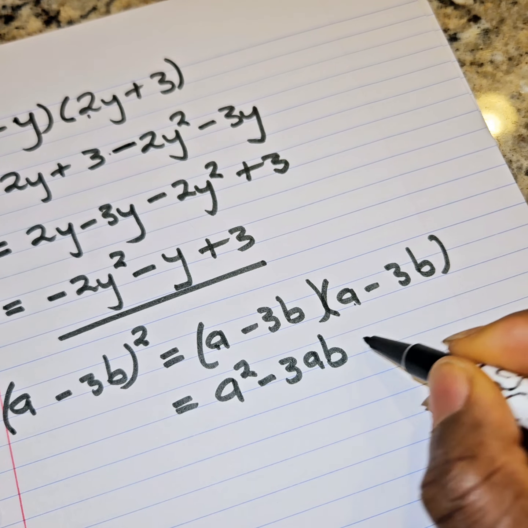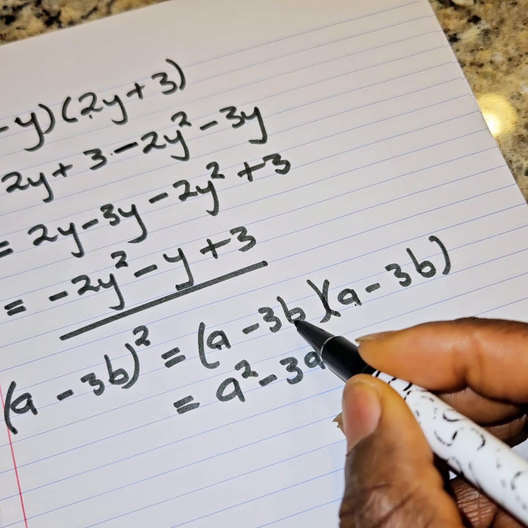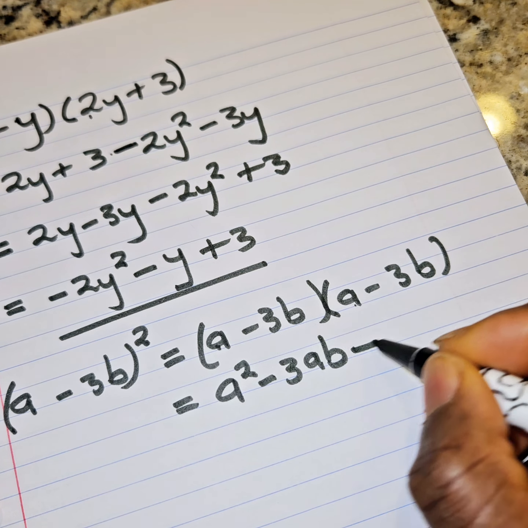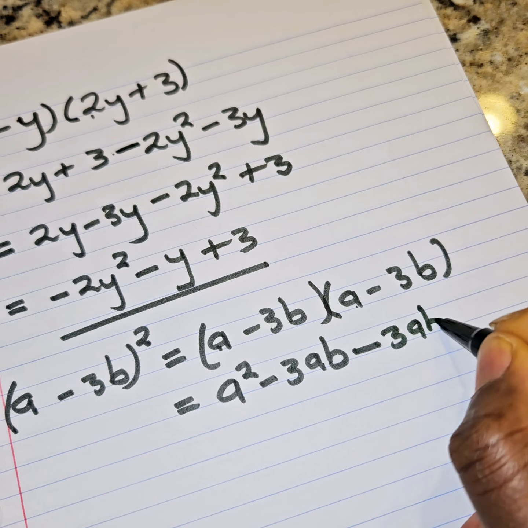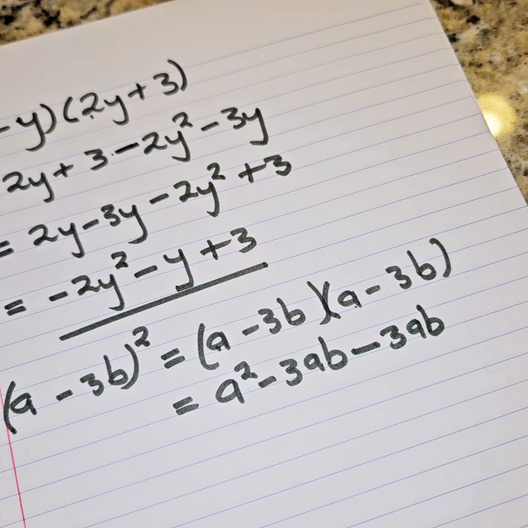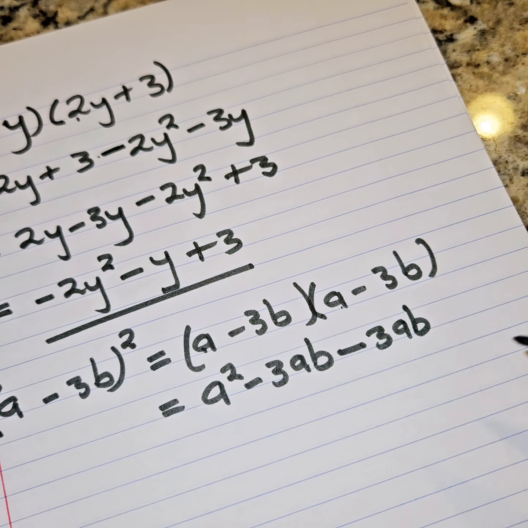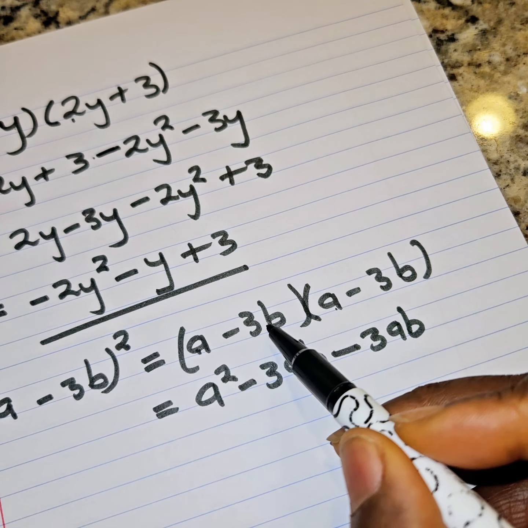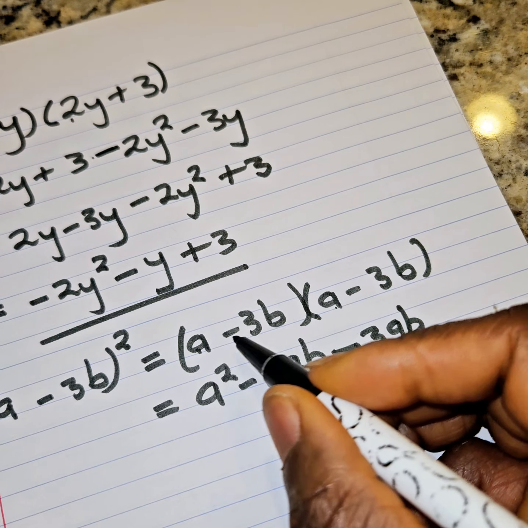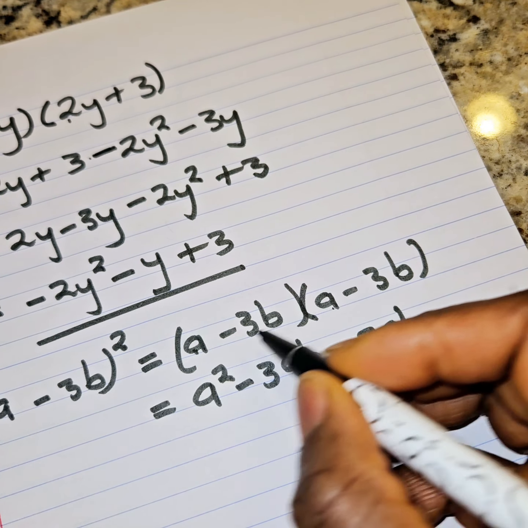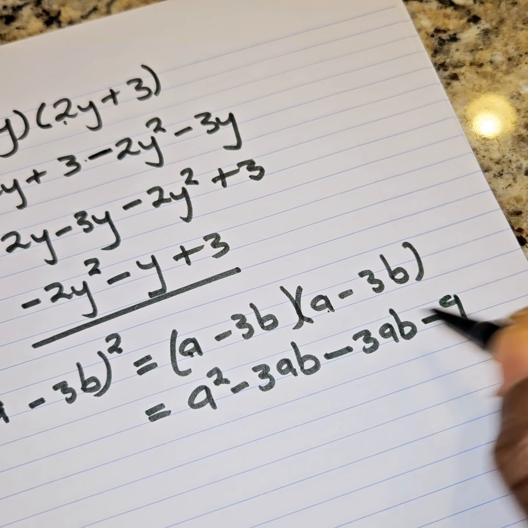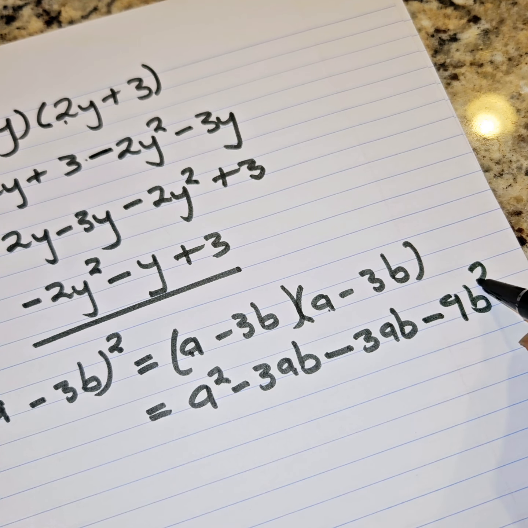Minus, because I have a minus here, minus 3b times a is minus 3ab. You can call it ba, but I just choose to write it ab because that's the right order of the alphabet. Then minus 3b times minus 3b. Minus and minus is positive. 3 times 3 is 9, and b times b is b squared.